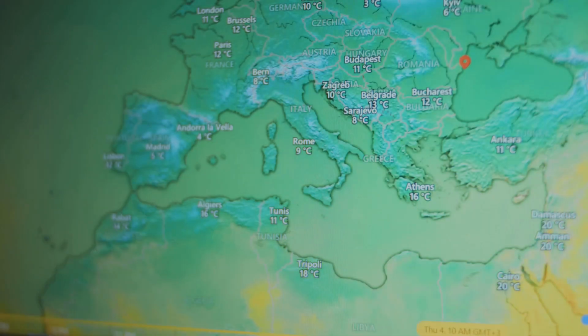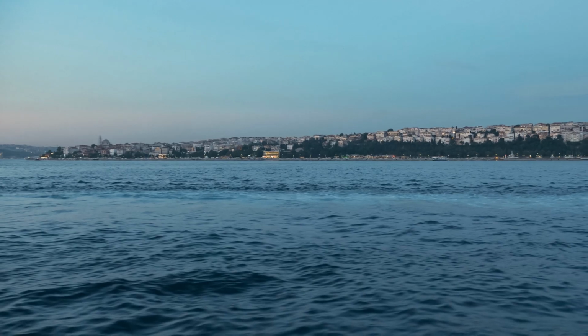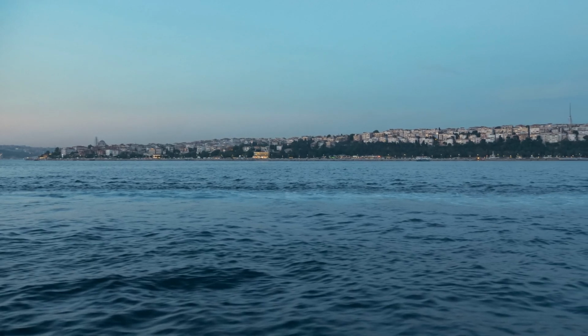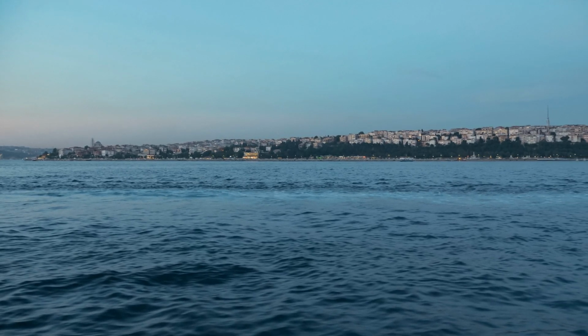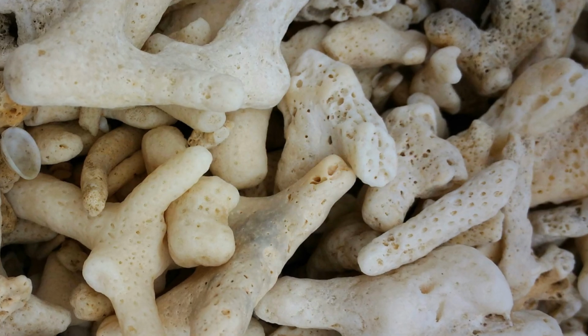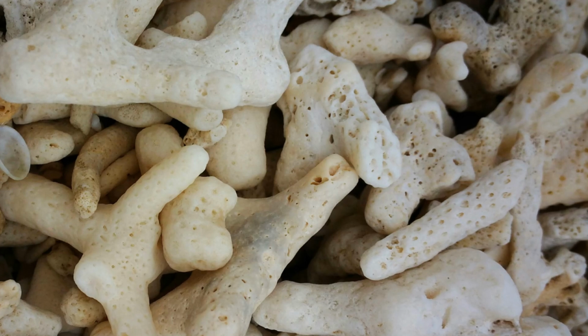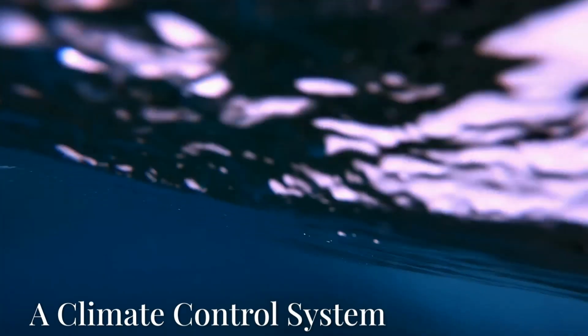The ocean's capacity to absorb and store heat is immense. In fact, the top few meters of the ocean hold more heat than the entire atmosphere. This thermal inertia of the ocean helps to buffer against rapid temperature changes, making our climate more stable and predictable. However, this buffering capacity is not infinite, and the ocean is already showing signs of warming due to human-induced climate change.